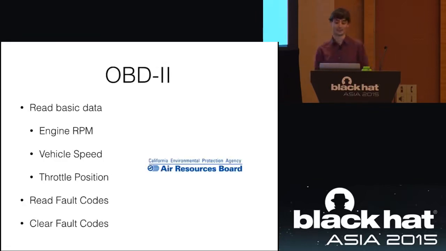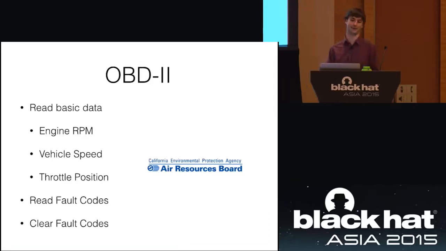And OBD, it's actually courtesy of the California Air Resources Board. They decided that every car sold in California had to have this back in 1991 because they wanted to be able to do smog tests. So they mandated it, and now every car has it. It lets you read basic engine data, the vehicle RPM, throttle position, vehicle speed, MAF pressure, and so forth. It's all read-only, that stuff. It's interesting if you're trying to tune a car or fix a car and see what's going on. That's about it. You can also read the fault codes.